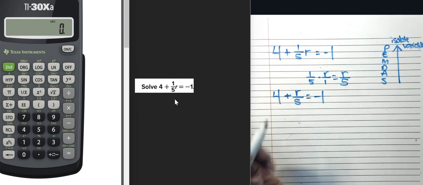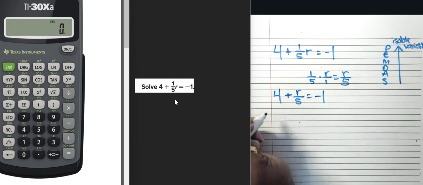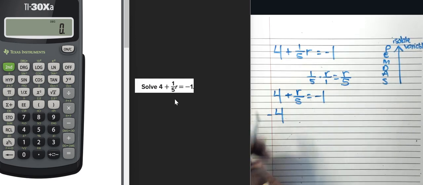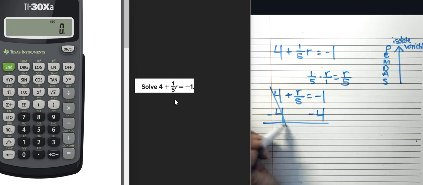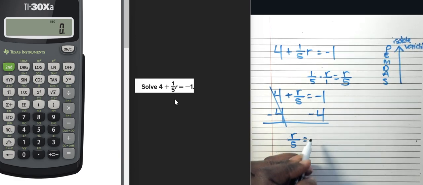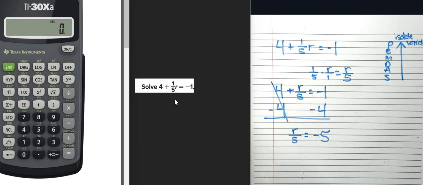All right. So first things first, we're starting with addition and subtraction. I see that we're adding 4, so I'm going to use the opposite or the inverse operation, and that's -4 from both sides. So 4 minus 4, that becomes 0. I'm left with r divided by 5, and that is going to be equal to -5. Okay. So, is the variable by itself? No, it's not, because I see that we're dividing by 5.